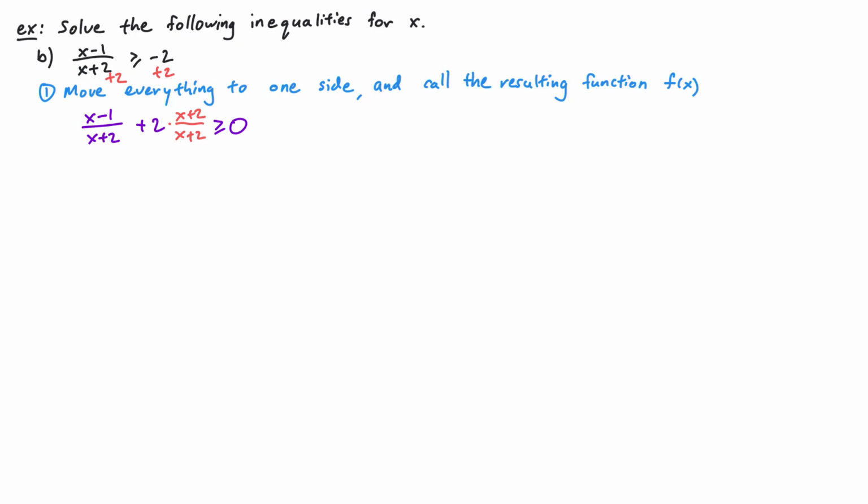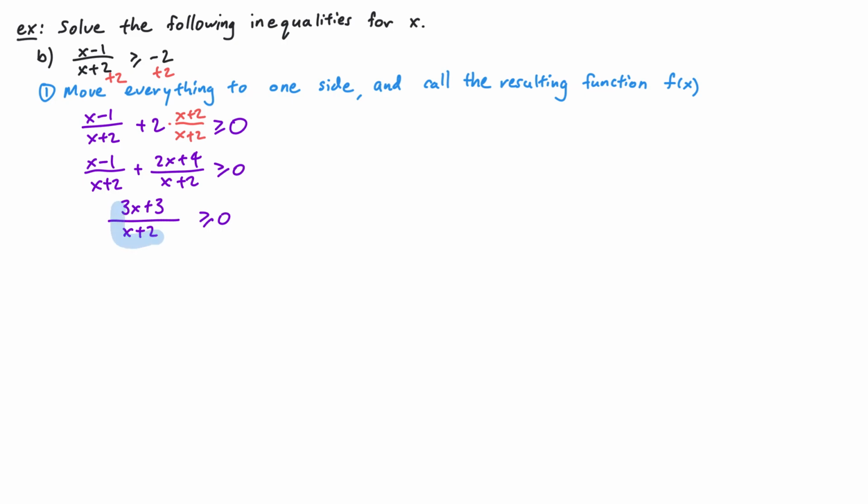So let's simplify this. We have (x - 1)/(x + 2). When we multiply the 2 to the x plus 2, we end up with 2x + 4 in the numerator and x + 2 in the denominator. And all of this is greater than or equal to 0. Now that my two terms here have the same denominator, we can combine the fractions together by adding the numerators. So if we add x - 1 and 2x + 4 together, we'll end up with 3x + 3 in the numerator and then x + 2 in our denominator. And this is greater than or equal to 0.